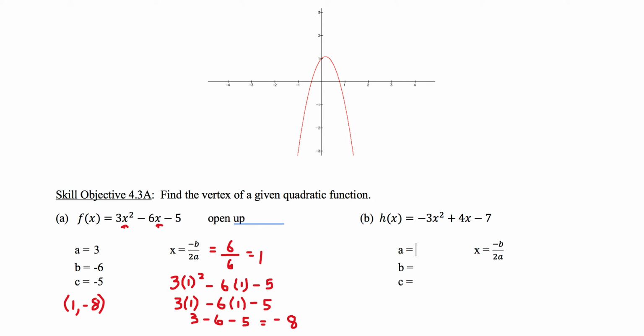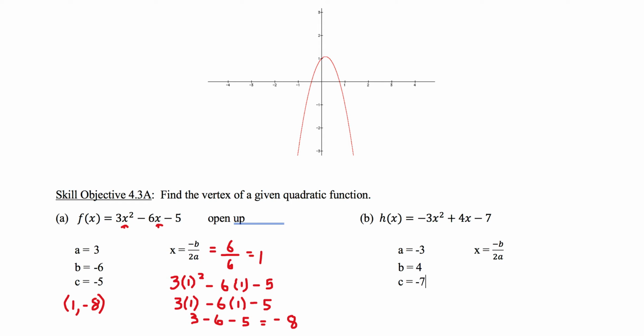Let's do the same thing. Let's write down the a, b, and c values to get us started. So remember the a value is the number in front of the x squared. So that would be -3. Our b value is the number in front of the x. So that would be 4. And our c value is the number that stands by itself. So that would be -7.